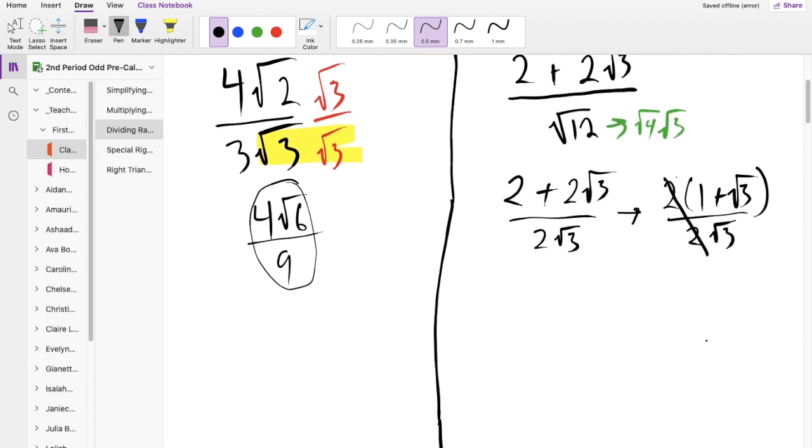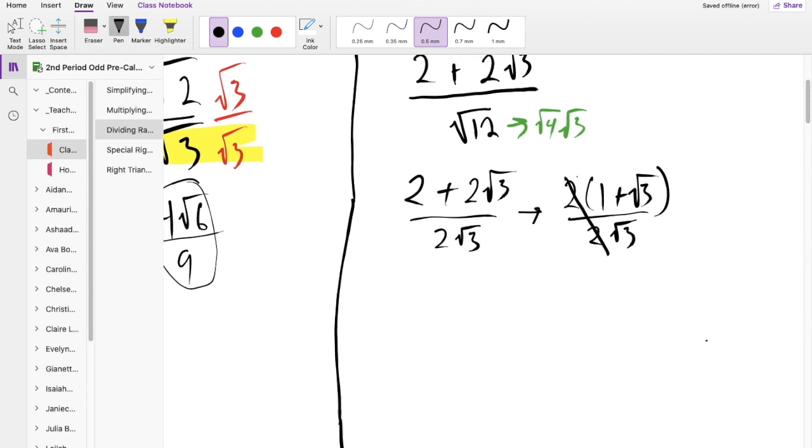Then I need to rationalize. We can rationalize by multiplying the numerator and the denominator by whatever radical we want to get rid of, which in this case is the root 3. So I'm multiplying by the square root of 3 over the square root of 3, because that is 1, so I will not be changing this expression at all. When multiplying our denominator out, the square root of 3 times the square root of 3 is just going to leave me with 3.